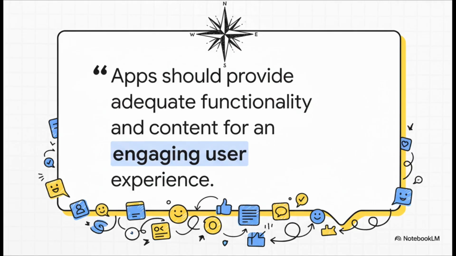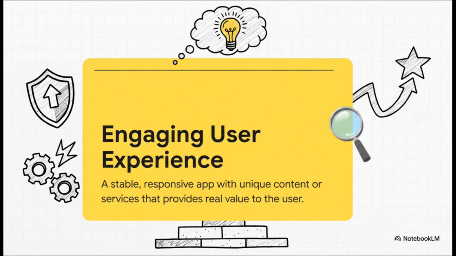So what does that actually mean in practice? It means your app is more than just a list of features. It's really a promise to the user. It's a promise that it's going to work reliably, no crashing, no freezing. It's a promise that it offers something unique, something they can't just get anywhere else. And maybe most importantly, it's a promise that it provides real value. This idea is the foundation for everything else we're about to talk about.